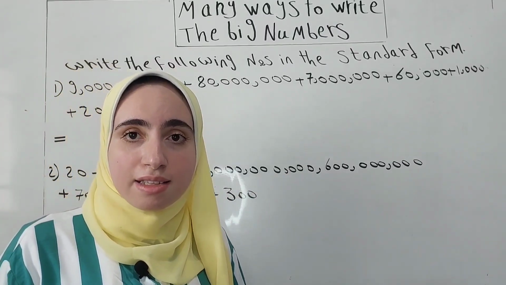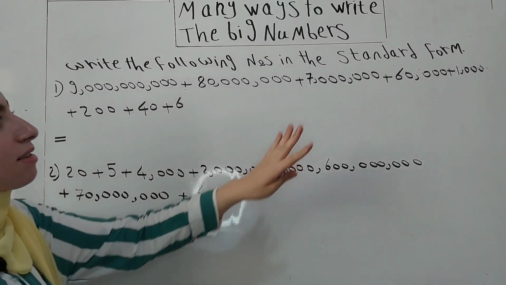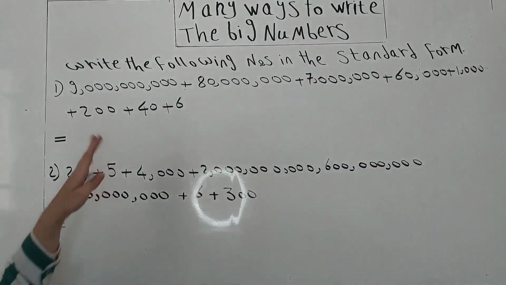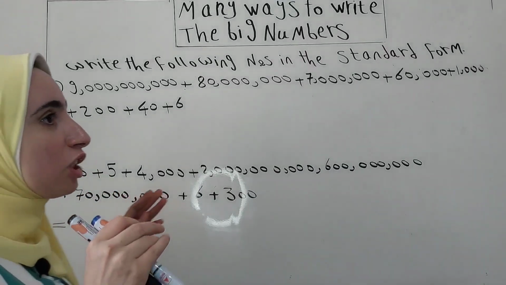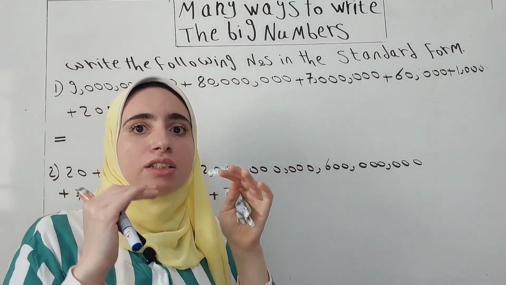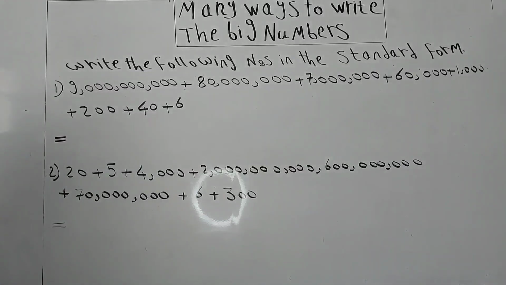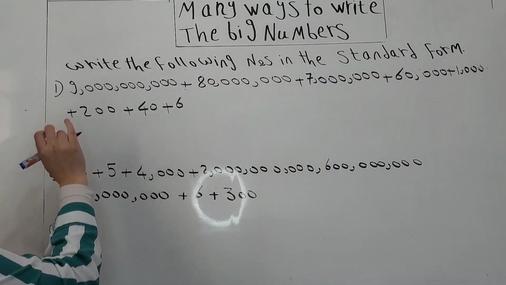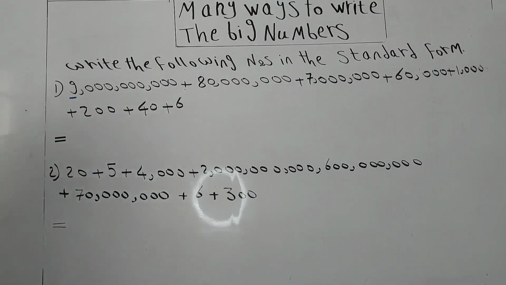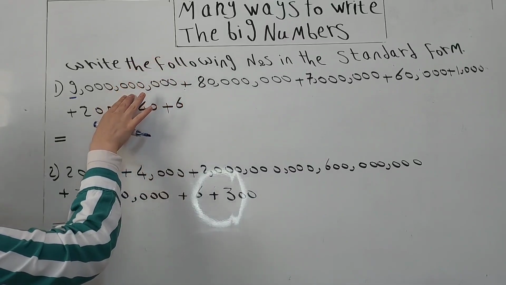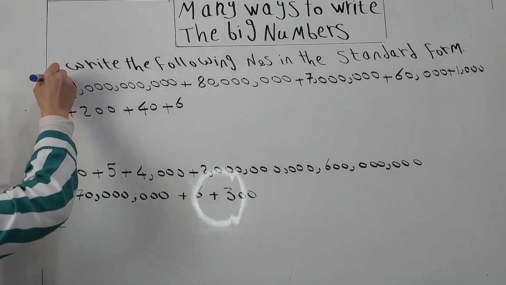Let's take an example. Write the following numbers in the standard form. This number is written in expanded form. We need to compose this number and write it in the standard form. Now, at first, we must write the place value for each digit. The digit 9 is in which family? First, second, third, or fourth? In the fourth family. The fourth family is called billions.